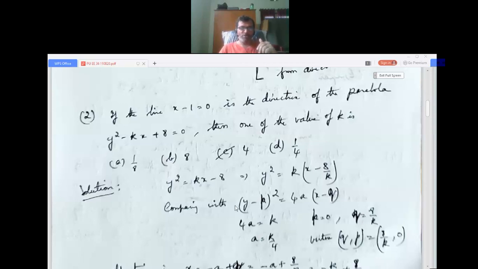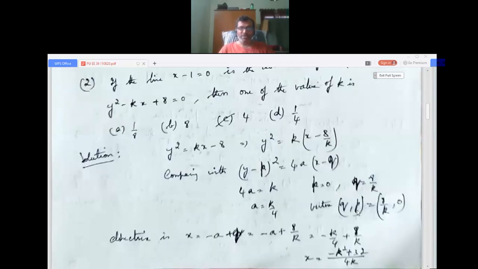Suppose you get x squared, that is, it is opening above the x-axis or below the x-axis, then it is x minus h whole squared is equal to 4a into y minus k, where h comma k is the vertex. But here you can see y squared, so you have to compare with y minus p whole squared is equal to 4a into x minus q. Because k is already there, I am taking p and q. So your vertex will be h comma k, that is q comma p.